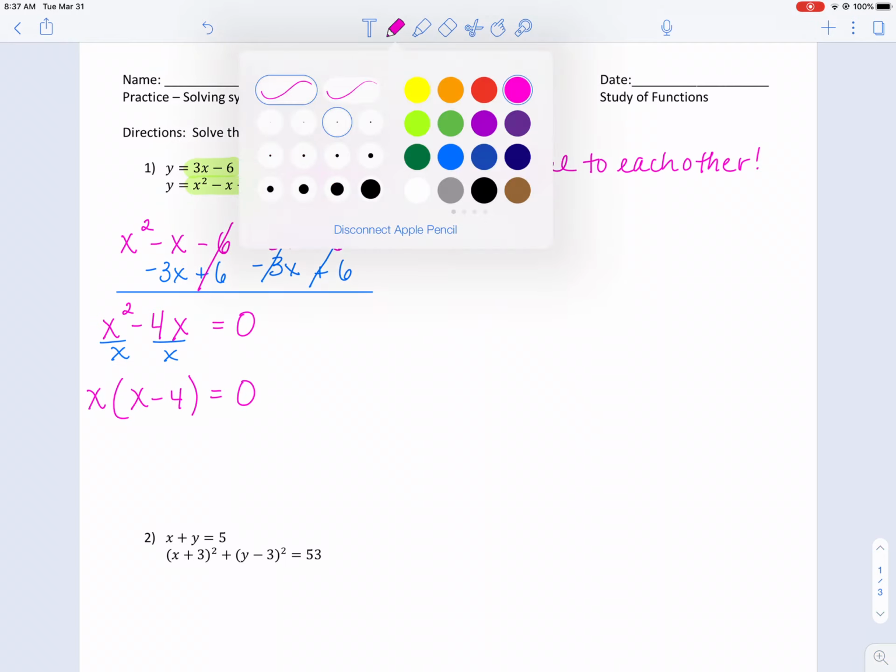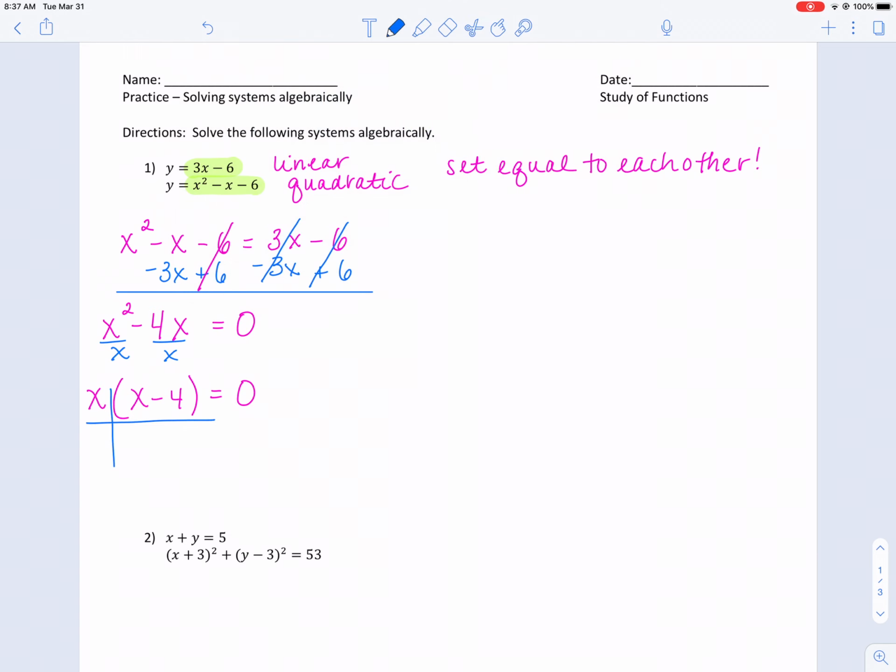Do you remember what you do from here? Set up your T. Take each piece and set it equal to 0. The left side is done already. The right side, when you add 4 to both sides, x is positive 4. So you have two parts. This means that this parabola and this line are going to hit in two spots. You know that because there are two x values. If you opened up two sets of parentheses, one x value is at 0, the other x value is at 4.